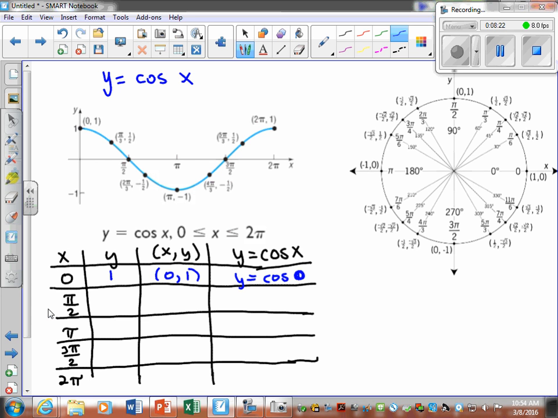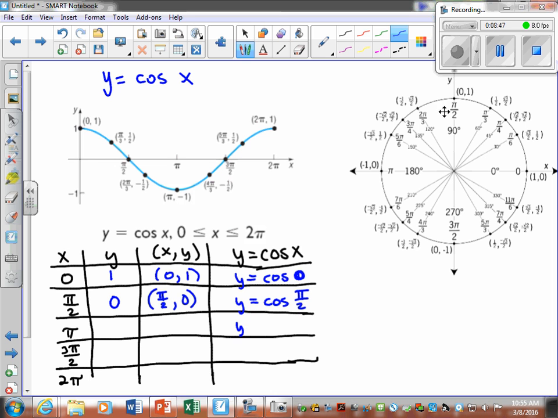Now let's do pi halves. So we'll do y equals the cosine of pi halves. We now go to our unit circle to evaluate this. So go to pi halves. What's the cosine value, which is your x value at pi halves? 0. So I plug that in here and then I make that into an ordered pair, pi halves comma 0.